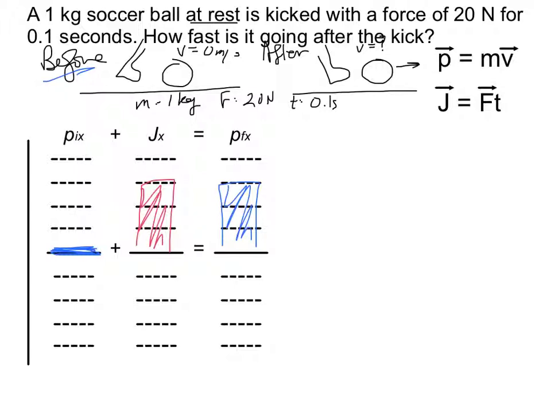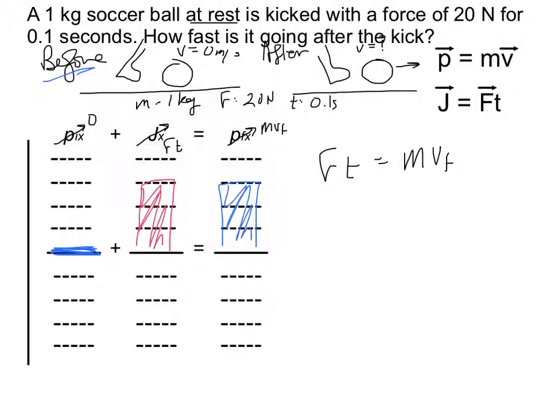So we've done step 1, draw our picture with labels. Step 2, organize our information on our bar chart. For step 3, we simplify and substitute our equations. So our initial momentum is 0. We know that impulse is going to give us force times time. And the final momentum is going to be mass times the final velocity. So then we can rewrite this to say that force times time is equal to mass times the final velocity.